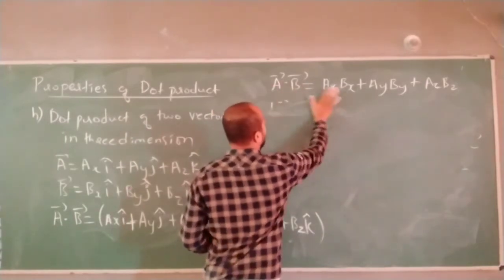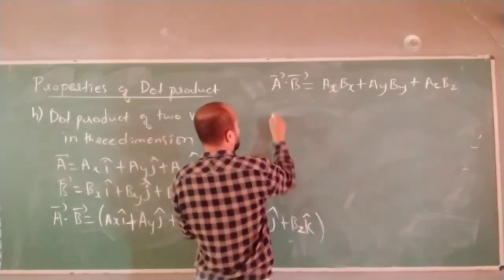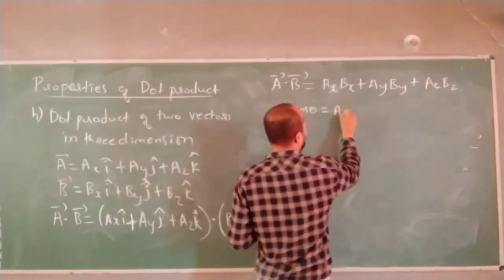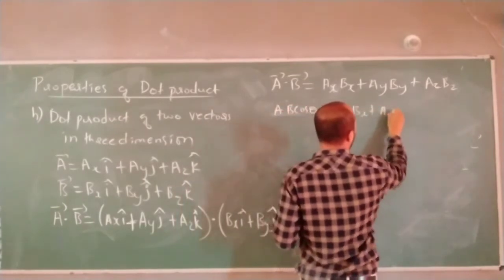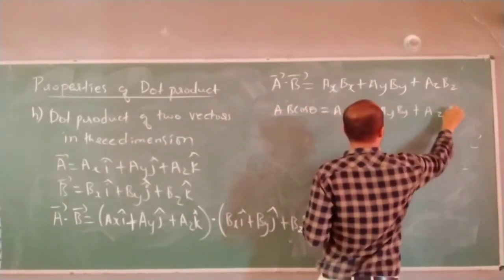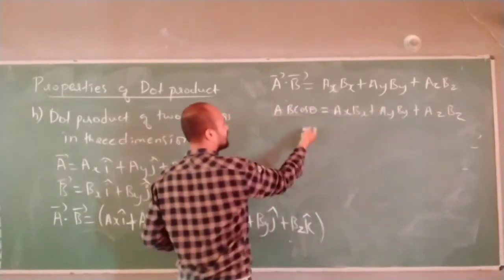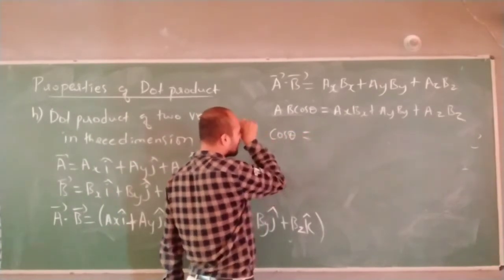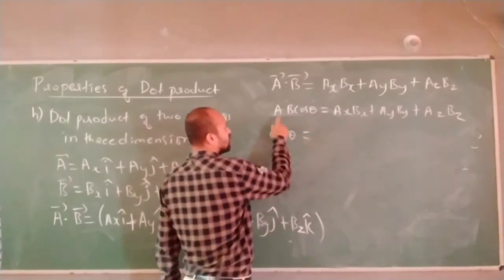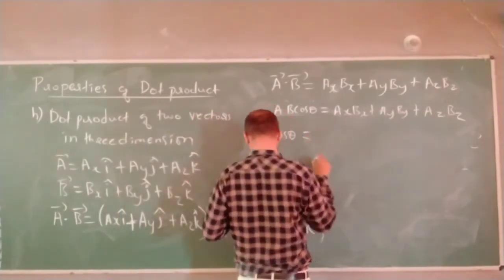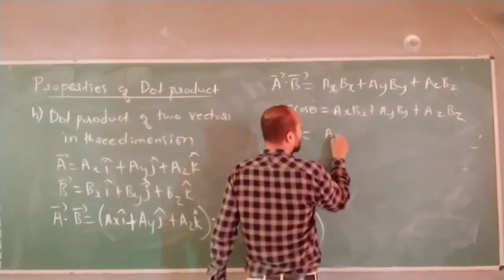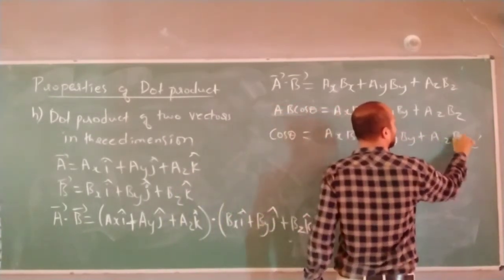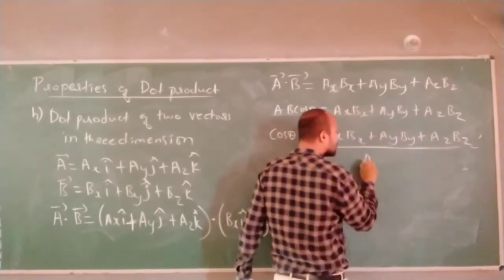Or I can directly write AB cos theta will be equal to their components: AX BX plus AY BY plus AZ BZ. I can write A dot B is AB cos theta. Correct now? Or else if you want to find the angle between two vectors, if you know their components, I can write cos theta as AX BX plus AY BY plus AZ BZ divided by A into B.